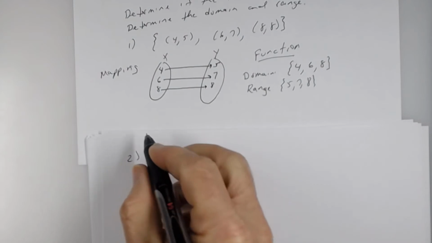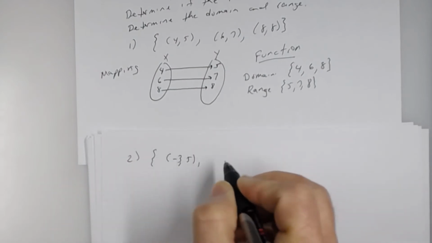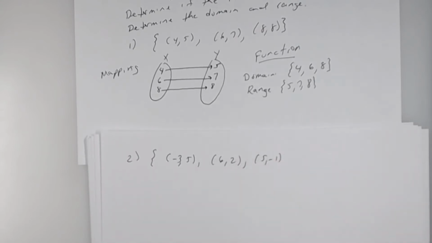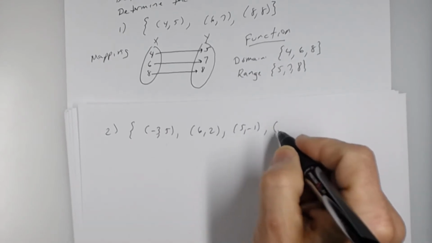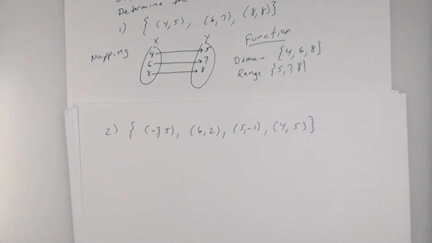Number 2. Suppose we had this. A finite set: (-3, 5), (6, 2), (5, -1), (4, 5). All right, how many ordered pairs are in this relation? 4. So it's a finite set.